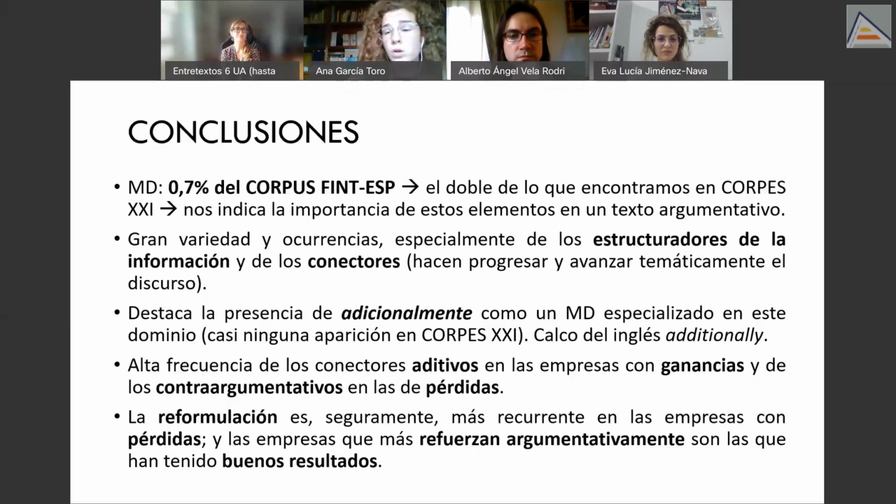Encontramos una alta frecuencia de los conectores aditivos en las empresas con ganancias, como cabría esperar, y de los contraargumentativos en las empresas con pérdidas, que pretenden, digamos, ocultar un poco más los resultados. En cuanto a la reformulación, se crea una tendencia de que va a ser más frecuente en las empresas con pérdidas, que pretenden ralentizar esa argumentación, recapitular, no hacer tanto hincapié en los resultados porque no les interesa. Y las empresas con buenos resultados o con ganancias pretenderán reforzar argumentativamente y utilizar este tipo de marcadores de refuerzo argumentativo para realzar esos buenos resultados.